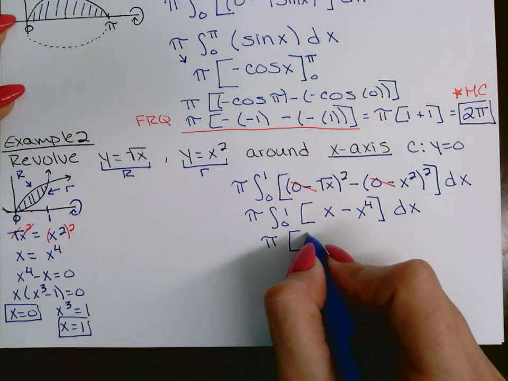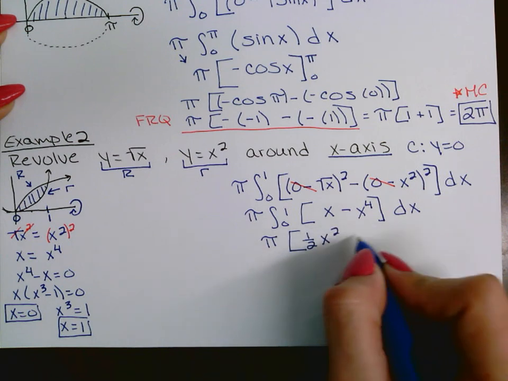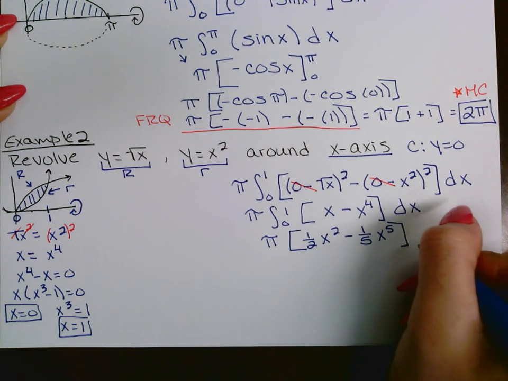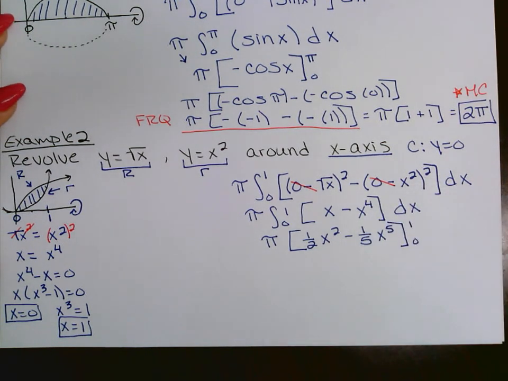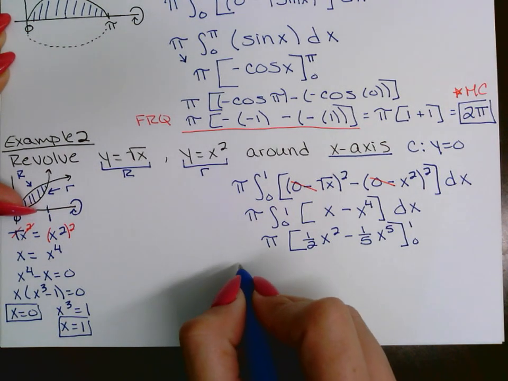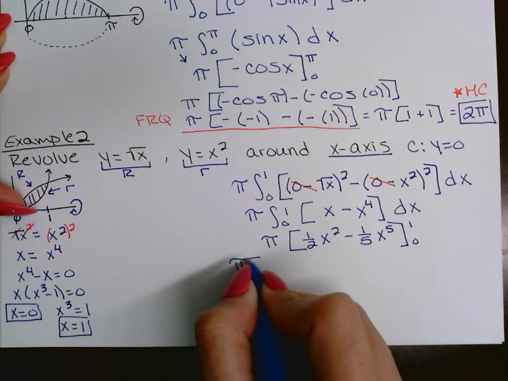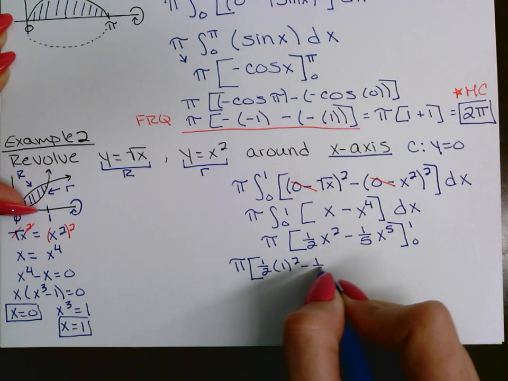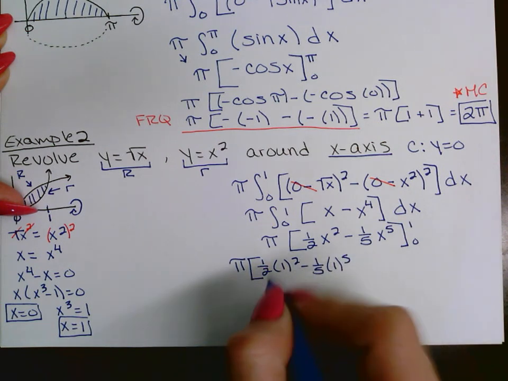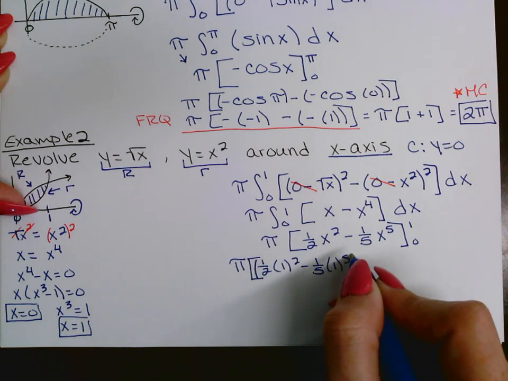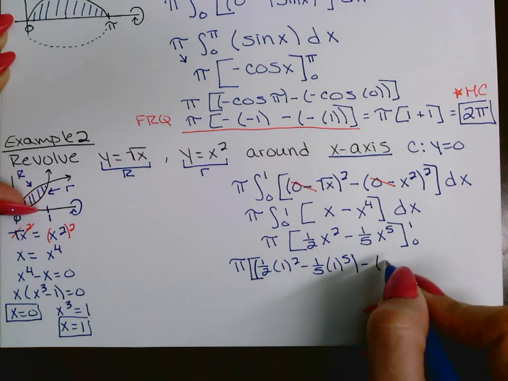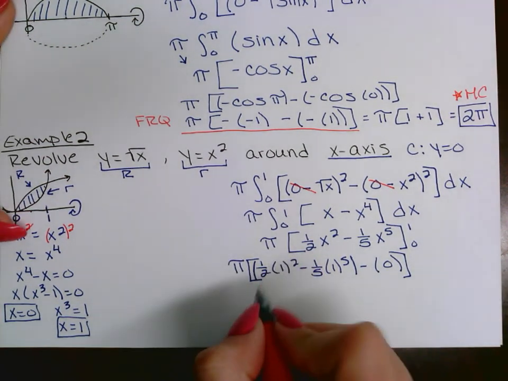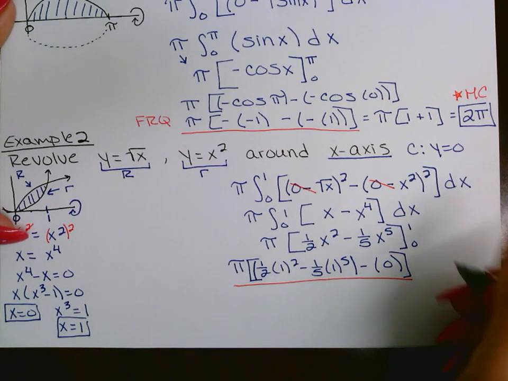Antiderivative of x is? Good. And of x to the 4th? Beautiful. And now complete your f of b minus f of a. We know when I plug in 0 into all of that, it'll just give me 0. So this is an appropriate answer for a free response.